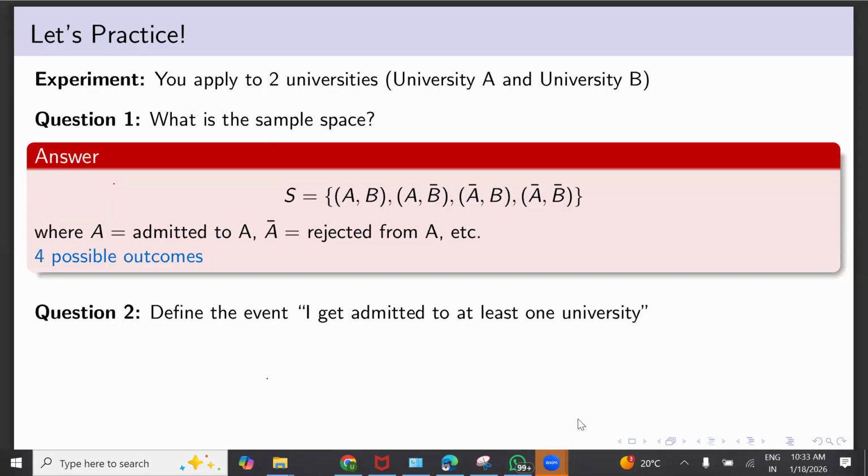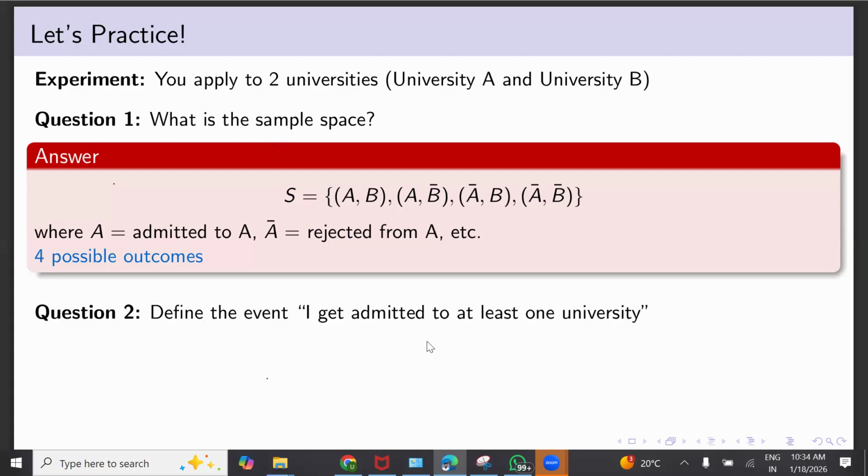Chinmay, yes, sir. What is the event? Can you define the event? I get admitted to at least one university. Sir, A, B bar and A bar B. Okay, very good. Let's see. And others, you are not participating. Sapna, okay, sir. You have understood the question? It means you have to define the event, right? I get admitted to at least one university.